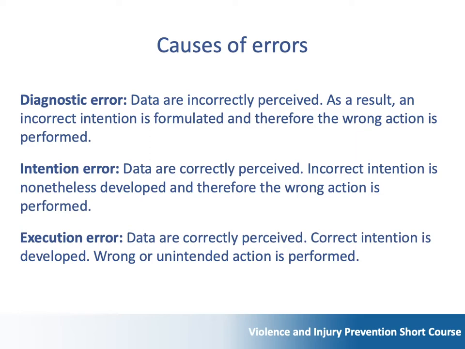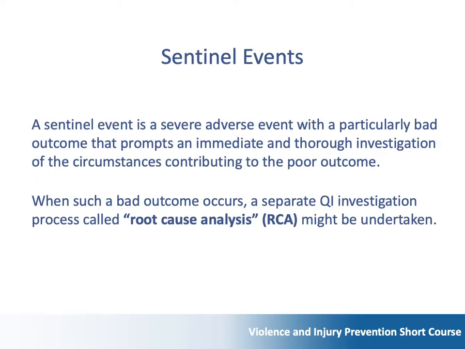An example of an execution error is making the decision to secure the airway with an endotracheal intubation, but misplacing the tube in the esophagus rather than the trachea. A particularly egregious adverse event is termed a sentinel event. A sentinel event is defined as an unexpected occurrence resulting in death or serious physical or psychological injury or risk thereof. While all sentinel events are adverse events, not all adverse events are sentinel events.